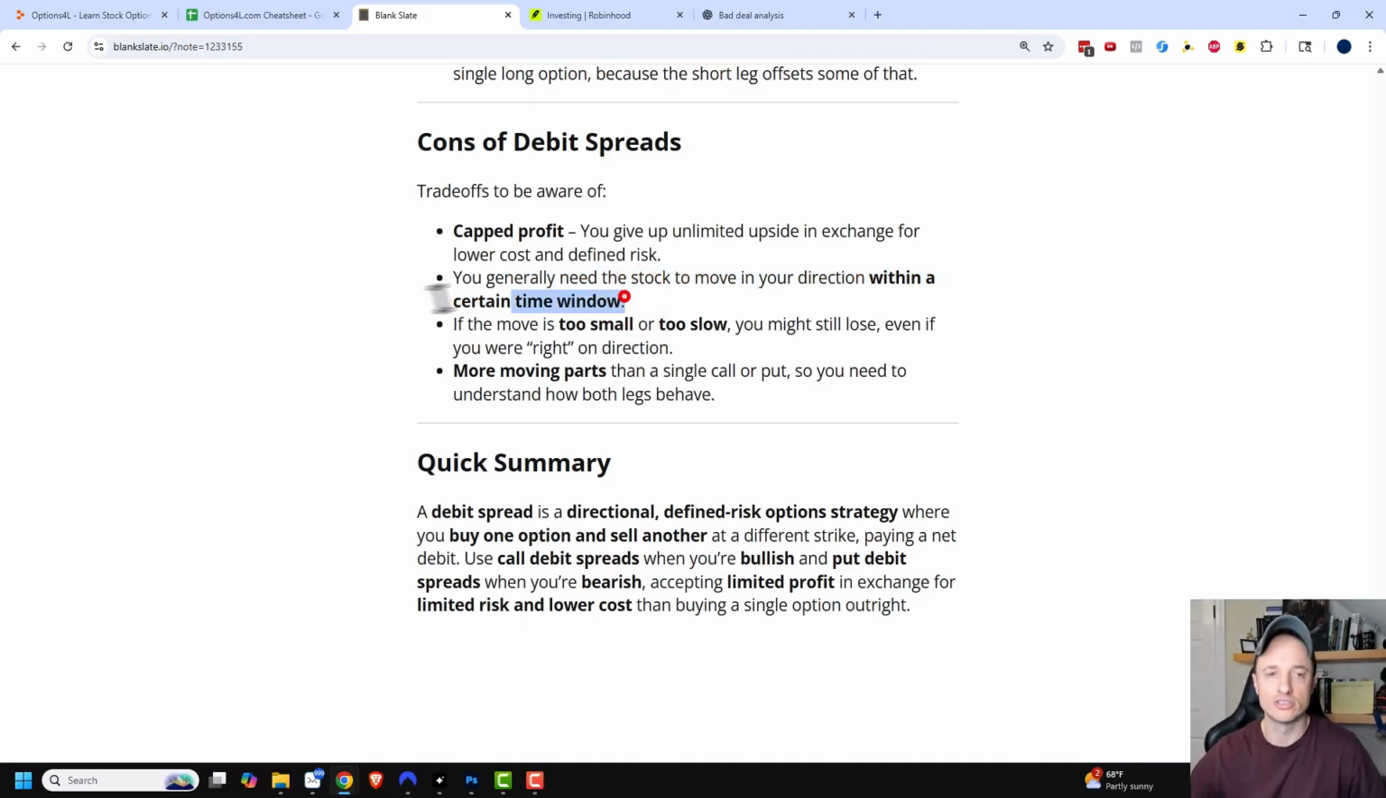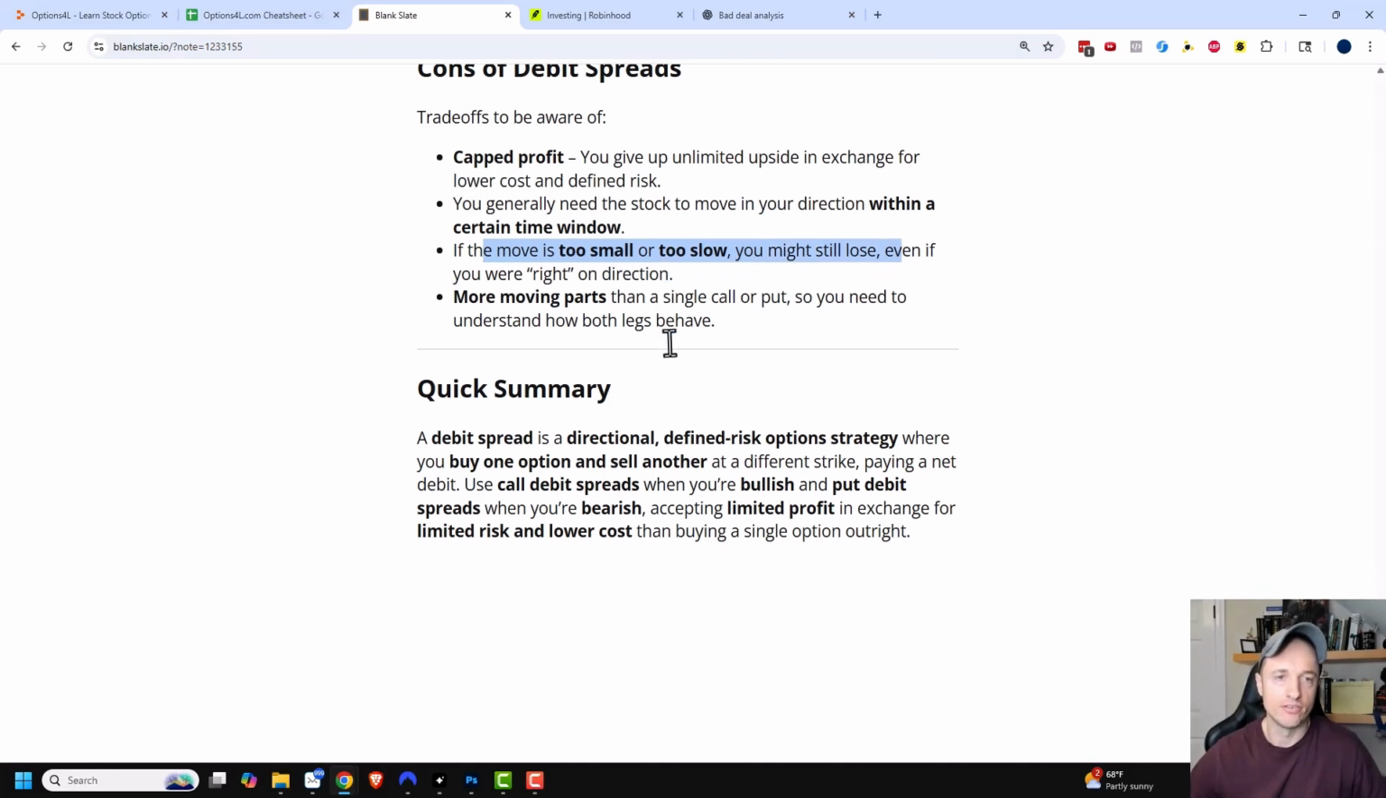So it is either a bearish or bullish strategy. It's not really a neutral strategy. You don't want the stock to stay flat. You need it to go up or you need it to go down. And if the move is too small or too slow, you still might lose even if you were right in the direction.